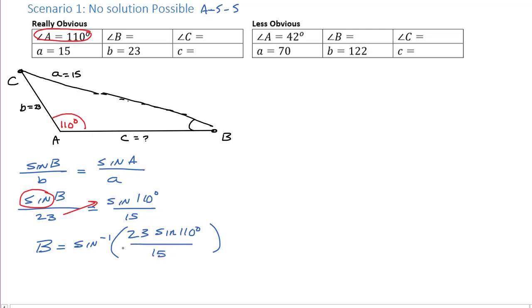Now, I'm just going to save us time. If you punch this in your calculator and you want to try it out, you should get an error. Okay, it's not going to work. You get an error because your calculator is saying it's impossible.